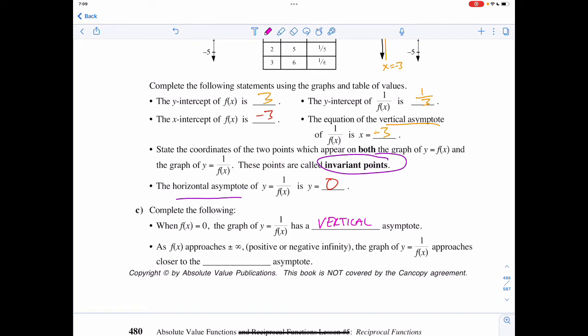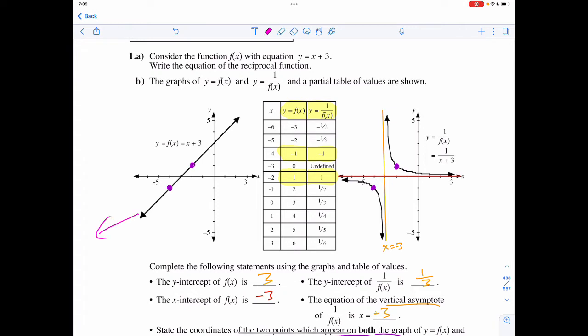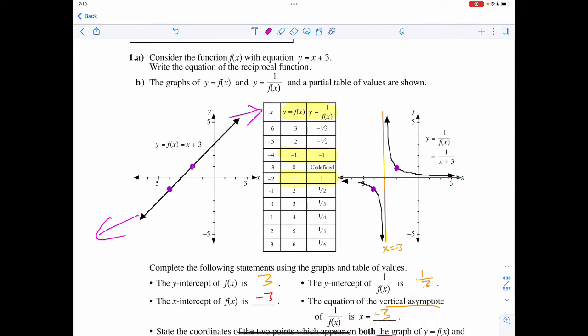What happens here as my original function approaches positive or negative infinity, which means my original function keeps going to the left or keeps going to the right, then my reciprocal function is getting closer and closer to the horizontal asymptote, where you can see that it's getting closer and closer here and closer and closer here.